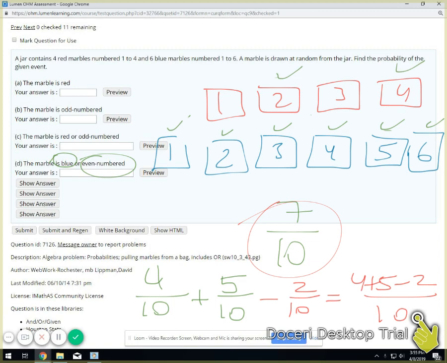However, we're not going to double count the 2 and the 4 and the 6 that we've already included in the blue count. So altogether, distinct marbles that are either even or blue are 1, 2, 3, 4, 5, 6, 7, 8. So all the ones that I have a check mark next to. The probability of picking one of those is 8 out of 10, or 4/5.